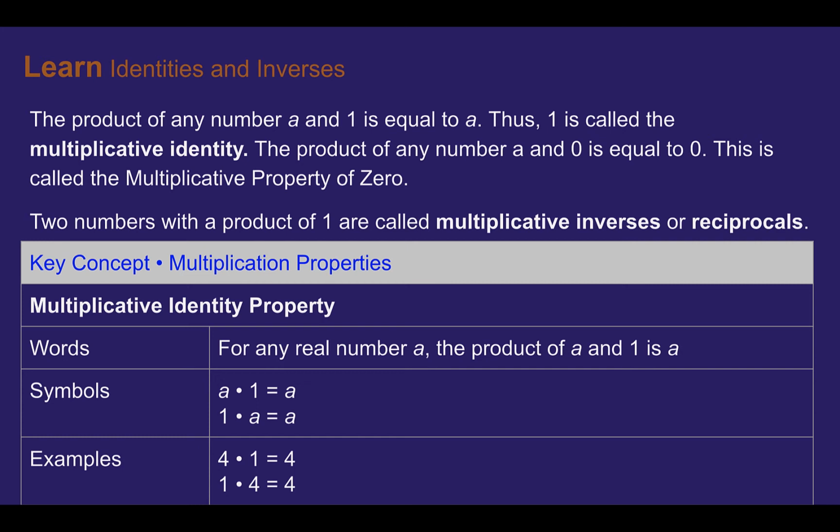So let's go through each of these. First, we have the multiplicative identity. So any number times 1 is that same number. A times 1 is a, 1 times a is a. 4 times 1 is 4, 1 times 4 is 4. If you multiply by 1, using the multiplicative identity, you're going to get the same value you started with.